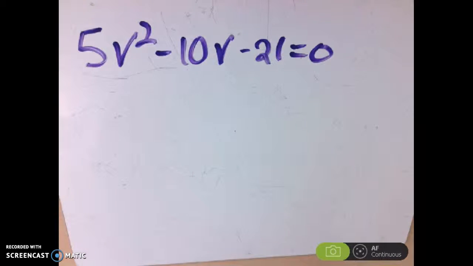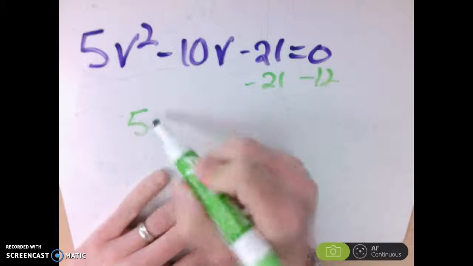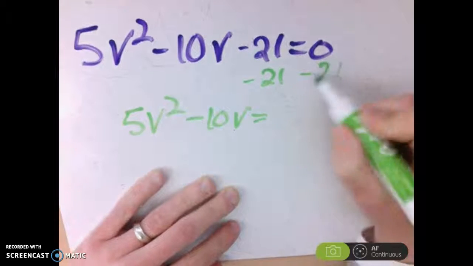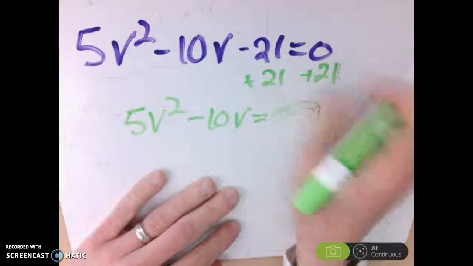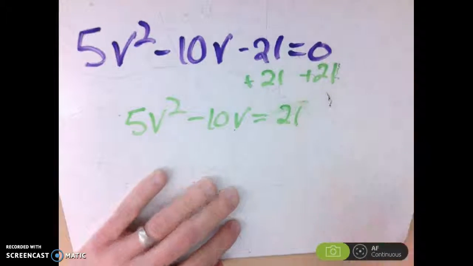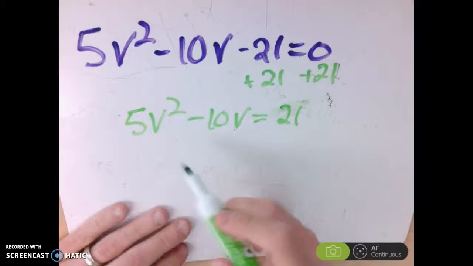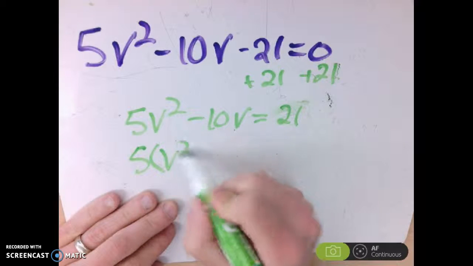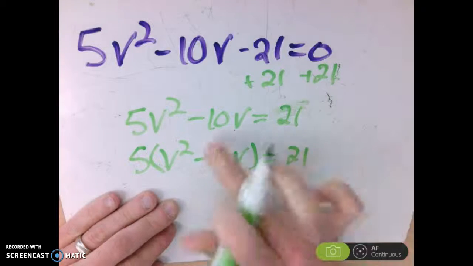So what I need to do is I'm just going to move my 21 like always, minus 21 minus 21. So I'll get 5v squared minus 10v equals negative 21. Oh, I have to add, right? Because it's a negative 21, so it's a positive 21. Okay. Now, I can't divide by 5, but what I can do is I can factor out of 5. Well, I could divide by 5 and I would just get a decimal, but I don't want that. So I'm going to factor out of 5. Okay? If I factor out of 5, I get 5 times v squared minus 10v equals 21. Oh, 2v. Not 10v, 2v.